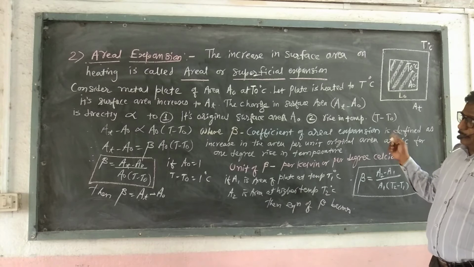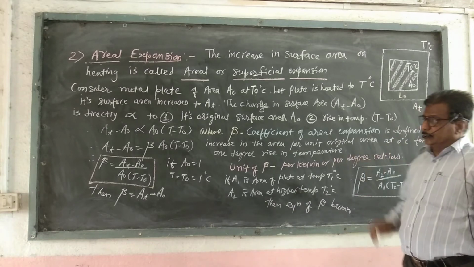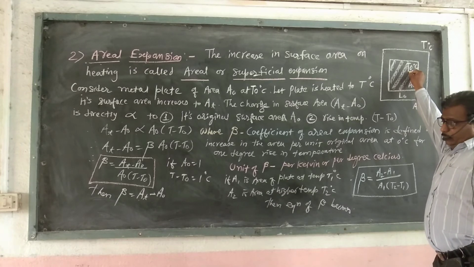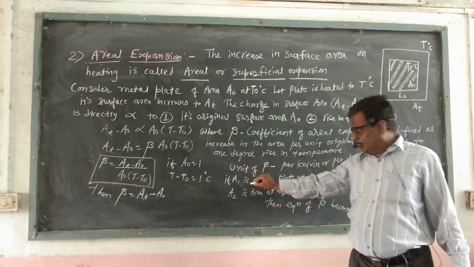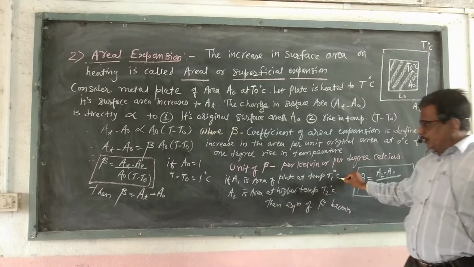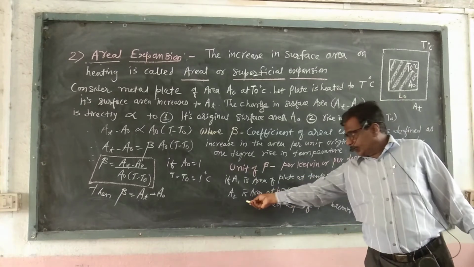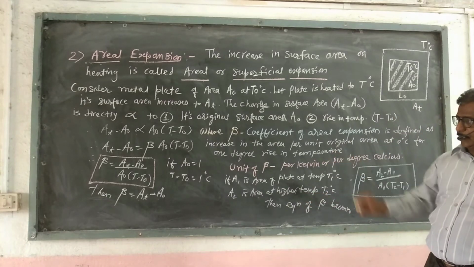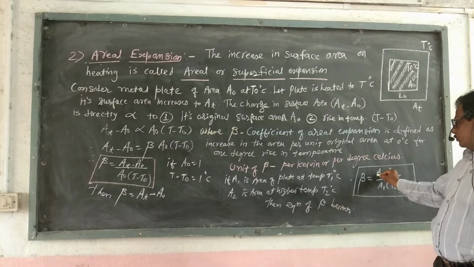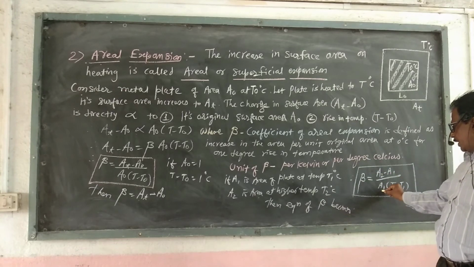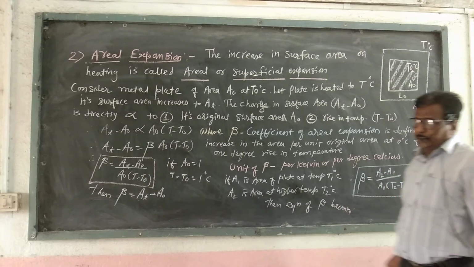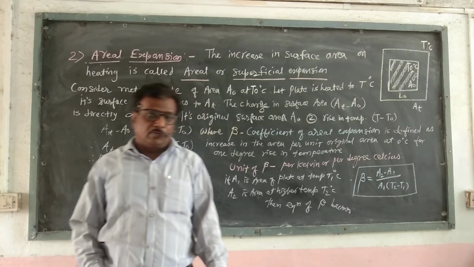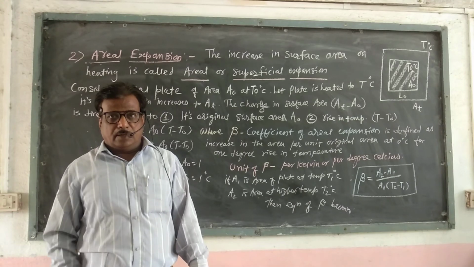But for practical purposes, it is not necessary to keep the plate at 0 degree Celsius. For the practical formula, if A1 is the area of the plate at temperature T1 and A2 is the area at higher temperature T2, then the equation of beta becomes beta equal to A2 minus A1 divided by A1 into T2 minus T1. So that formula is used for numericals.